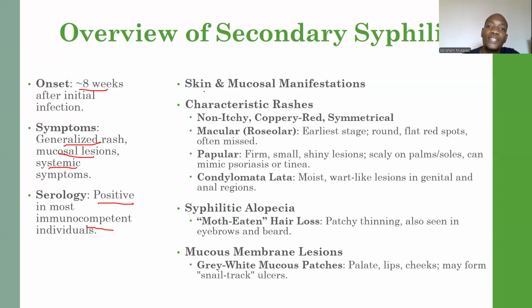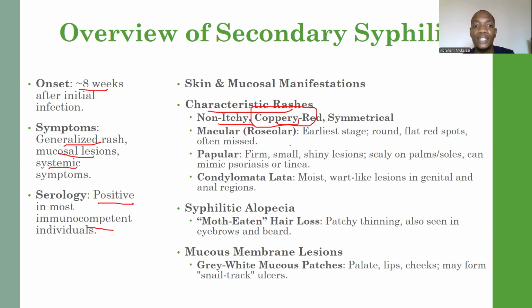And then the skin manifestations, we can have the characteristic rashes, which are non-itchy. Then we have this coppery red. So we are going to see how they look like. They're usually symmetrical. And depending on the stage, the initial rashes are usually macular, which we call the roseoliform eruptions. Then later on, you go to the papular eruptions, which we call the papulosquamous rashes. So we start with macular rashes. Then later on, the patient will develop the papular rashes.